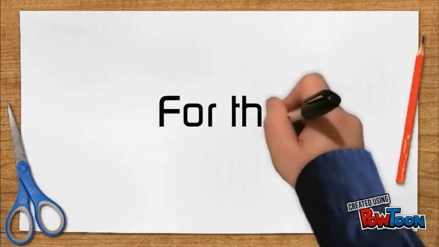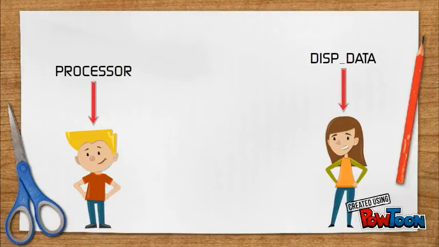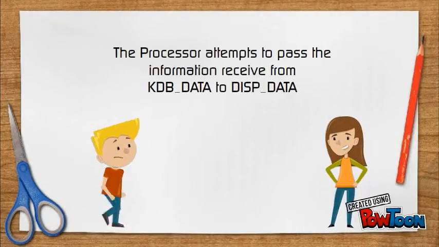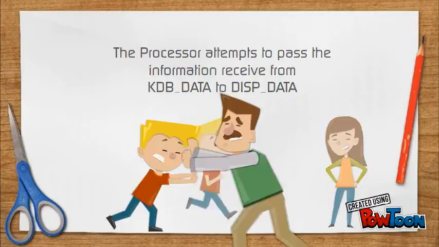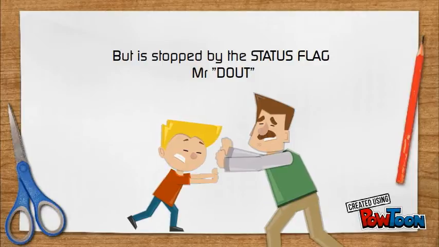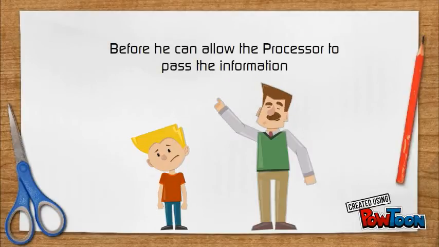Now for the output, let's bring out the processor and the display data. The processor attempts to pass the information received from the keyboard data to the display data, but is stopped by a status flag called Mr. Doubt. Mr. Doubt tells the processor that he has to check whether display data is free first, before he can allow the processor to pass the information.